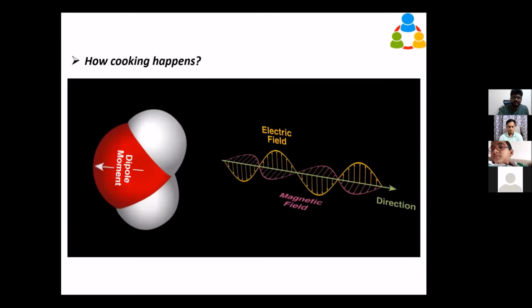So that's what is happening here. It will try to align, but only 90° is coming. It can't completely align with the electric field of the electromagnetic waves. Because of this vibration of 2.4 billion times per second, our water molecules are vibrating, the hydrogen bonds between the molecules are getting disrupted, and the temperature is increasing.